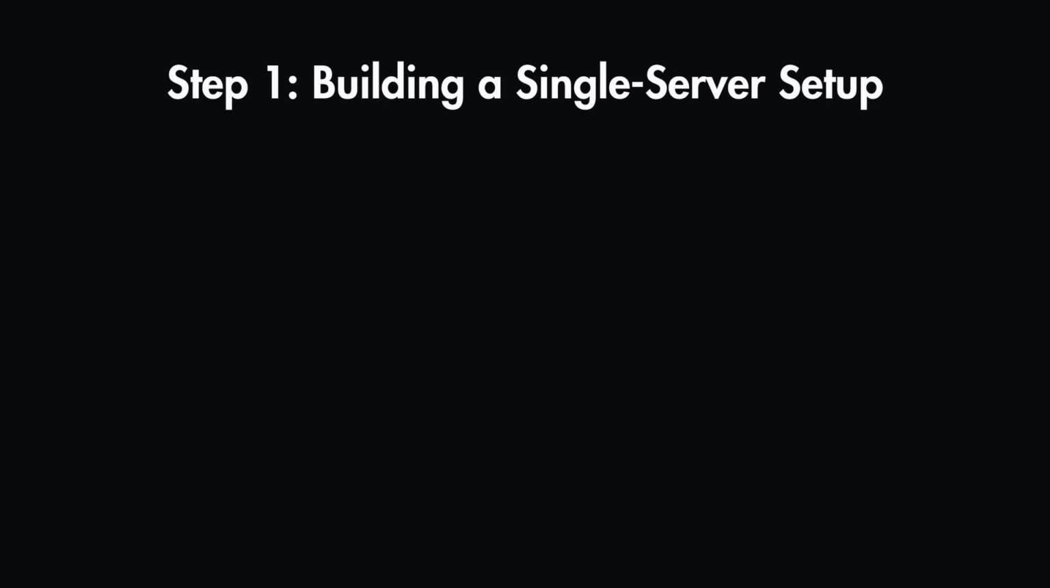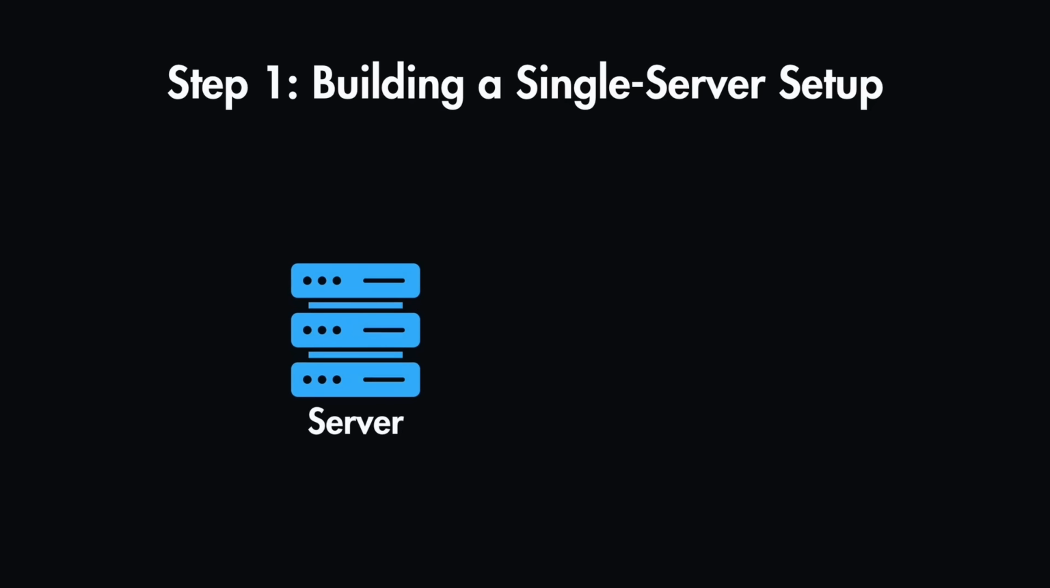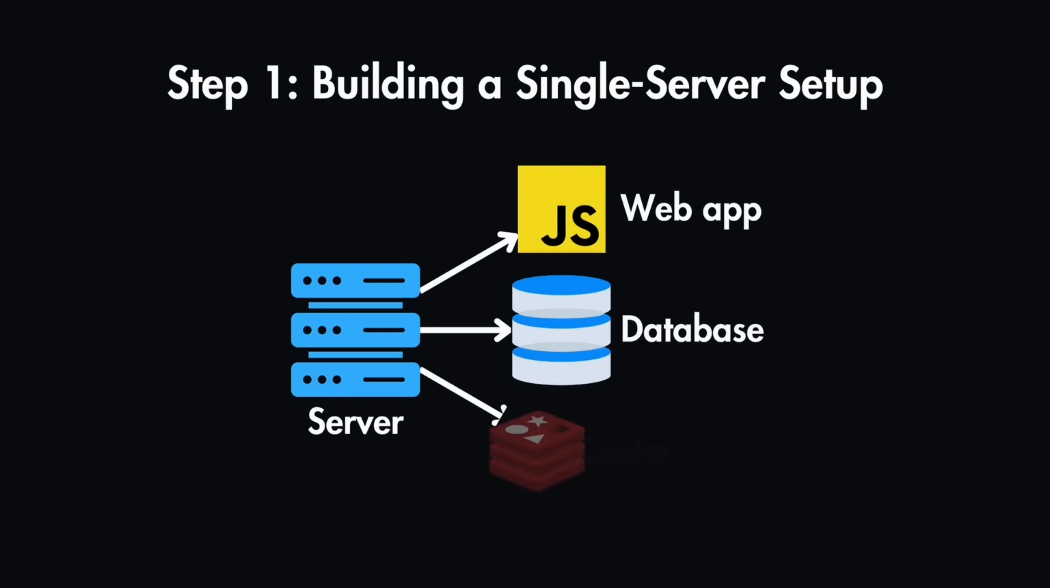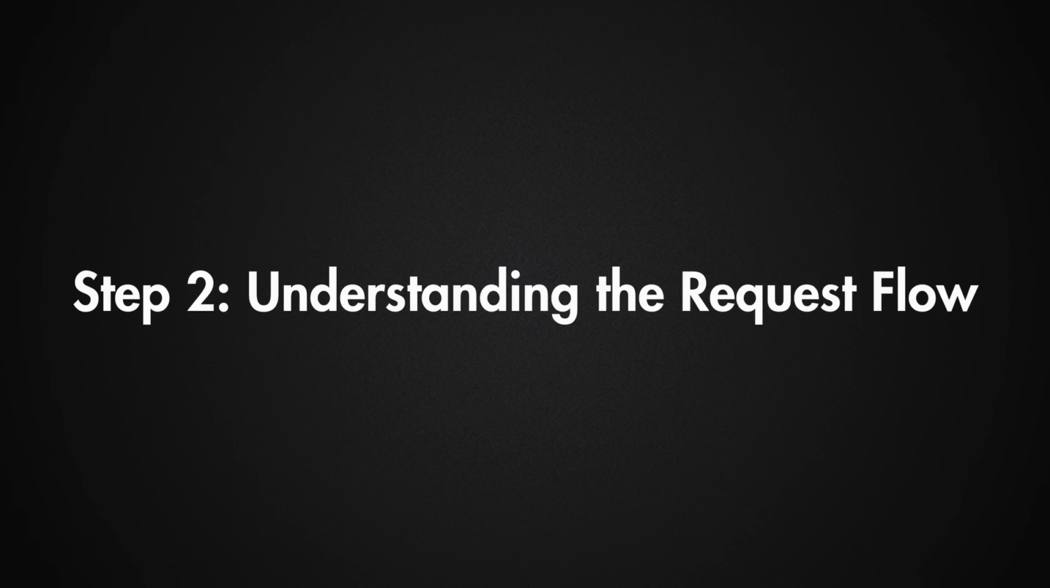Imagine that we're setting up a system for a small user base. This means that everything runs on one single server. The web application, the database, the cache, and also the other components. And this setup allows us to visualize the core workings without added complexity. Now let's break down how this single server setup handles the user requests.